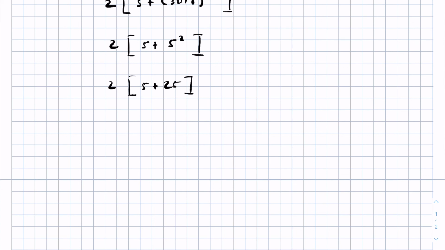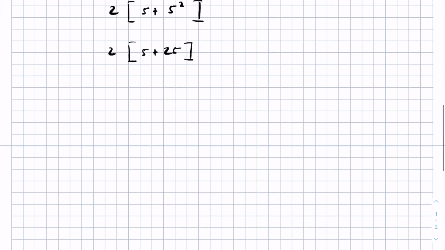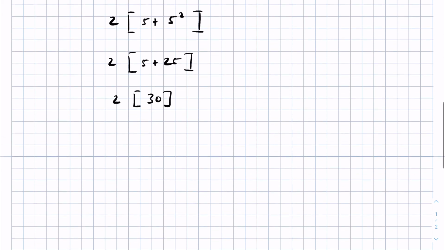Now we evaluate 5 plus 25, which is 30. And now we finally multiply 2 by 30, which is 60. And that is our final answer.